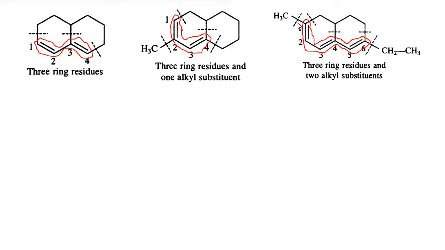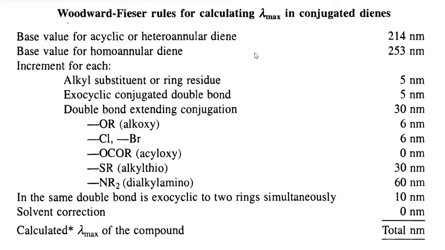Okay, this is how we can determine which are the ring residues or alkyl groups present in our system. That has to be taken into account in calculating the lambda max of an organic molecule. Okay. Now let us consider the Woodward-Fieser rule for calculating lambda max in conjugated dienes first.